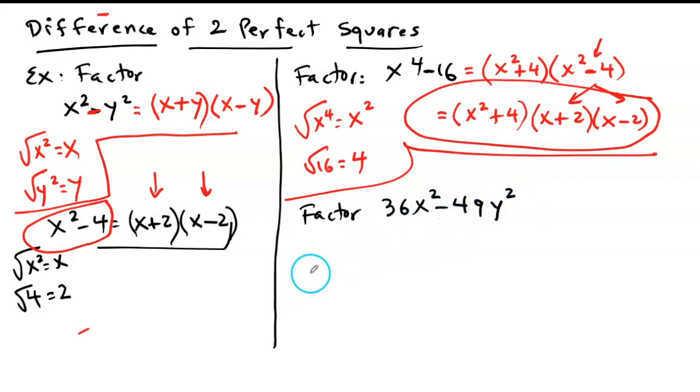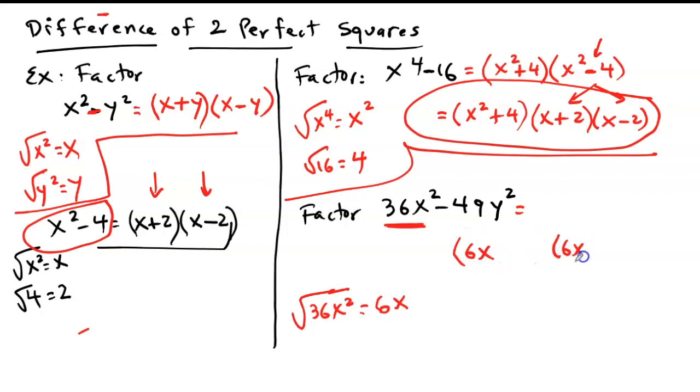Same process. Square root of the first one, but the first one is all of this, 36x squared. The square root of 36 is 6. The square root of x squared is x. So that's what's going to happen in my first parenthesis: 6x, 6x, plus, minus. What's next? My second term, 49y squared. Square root of that: square root of 49 is 7, square root of y squared is y.